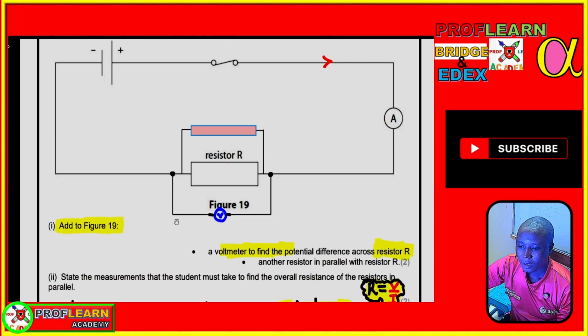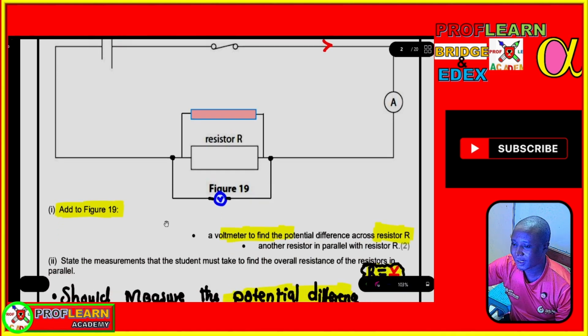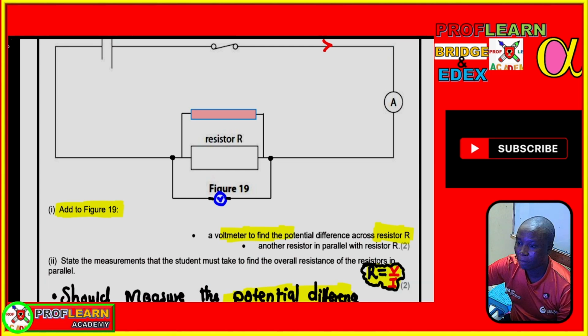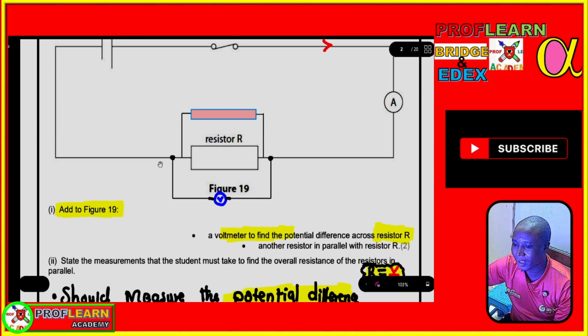We are told to add a voltmeter. So something that you need to remember, a voltmeter is added parallel to the rest of the components. When you add a voltmeter in a circuit, it should be connected parallel to the rest of the components there.